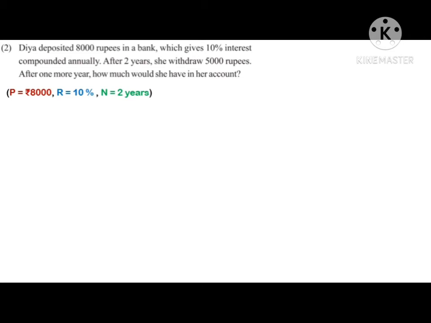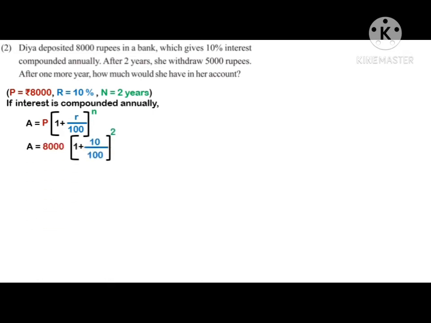See children, from the question we know Dia withdrew 5,000 rupees after 2 years. So first let us calculate the amount till the end of the second year. So number of years N equal to 2 years. If interest is compounded annually, first let's write the formula: A equal to P into 1 plus R by 100, all raised to N. When we substitute here, we get A equal to 8,000 into 1 plus 10 by 100 all raised to square, which is equal to 8,000 into 100 plus 10 by 100 all square.